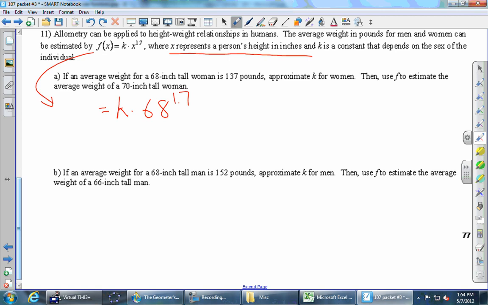The left-hand side is the formula, F. What does F tell you? It predicts the average weight. It's your weight given your height. So what number goes over here on the left? 137. And that's enough information to find K. So K is 137 divided by 68 to the 1.7, whatever that magic number is. Okay, can somebody tell me about what K is? 0.105.